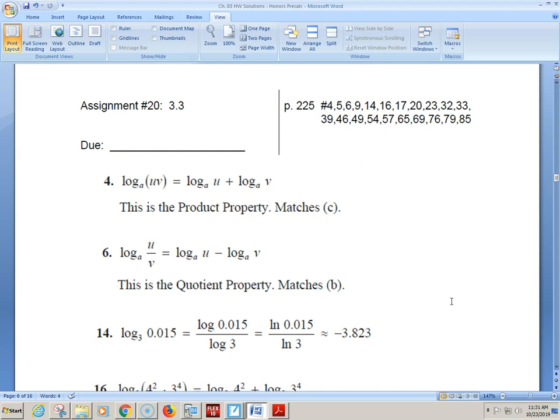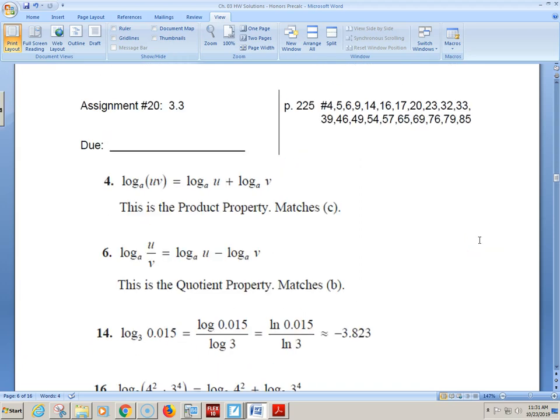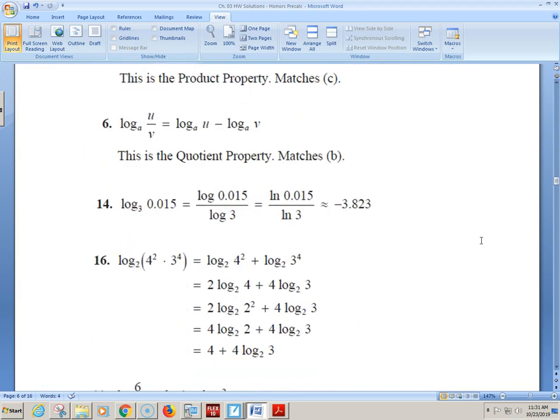Yeah, if you can see it, because the notes won't be posted online. Number 4, C. Number 6, B. Oh, those are just matching properties. That's easy. Number 14, change a base.